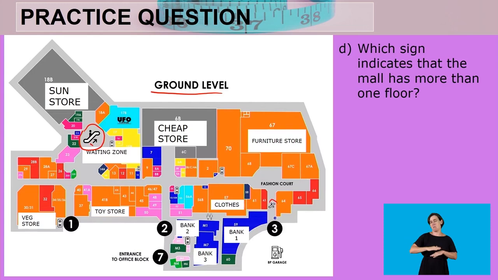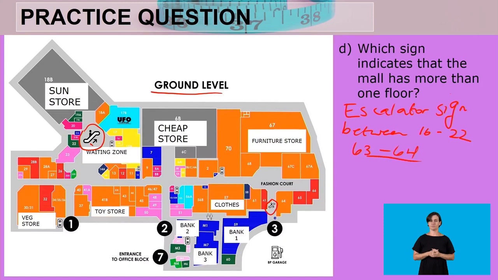There's also another sign of an escalator between shop 63 and 64 that goes up again. So these signs indicate to us that there is another floor just above the ground floor. So you can either draw that sign or you can write that it's an escalator sign. And where is the sign? It is between shop 16 and 22, or between 63 and 64. So you're even giving them the location of where that escalator is.